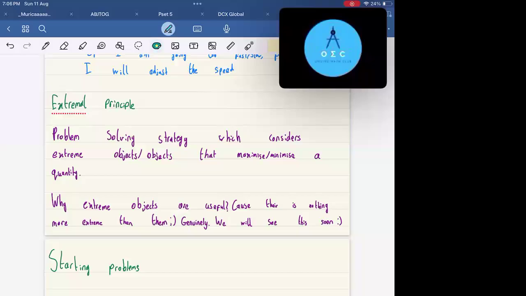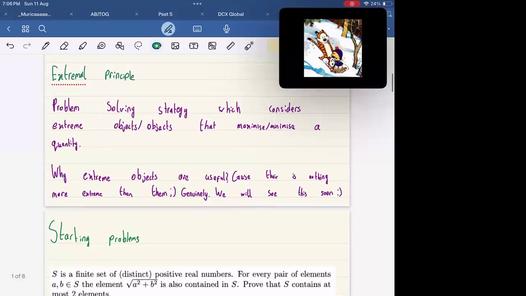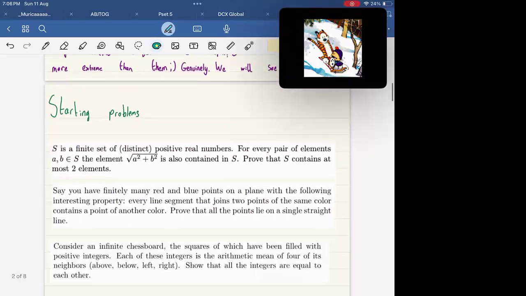Okay. So, the extremal principle is a problem-solving strategy which considers extreme objects that maximize or minimize a thing. So we'll see examples of this soon. And why are extreme objects useful? It's because there's nothing more extreme than them. You get it? So we'll see some examples soon.